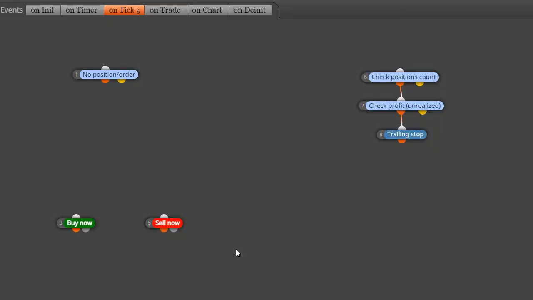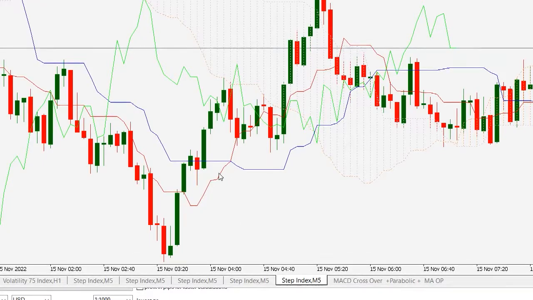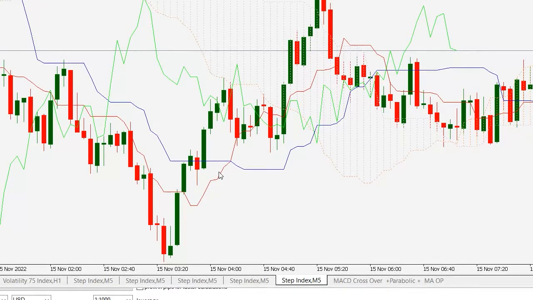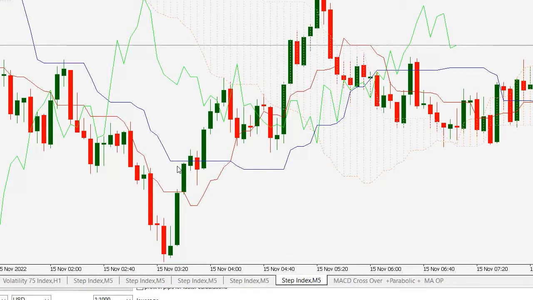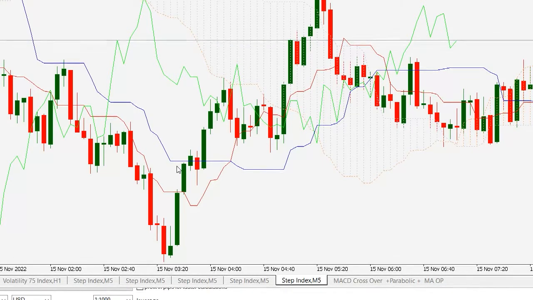Hello guys, so what we are going to do today, we're going to make a trading robot based on this Ichimoku, and mind you, we are using the Rev, and I'll put the link to the Rev below so that you can get this robot and start using it. So we're going to test it on the Step Index, 5 minutes time frame.